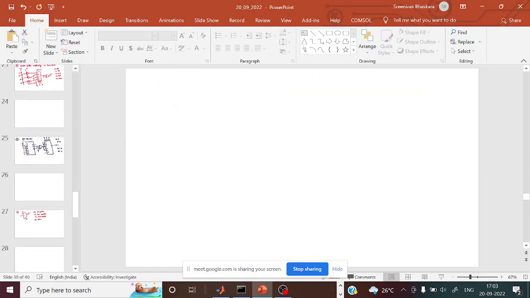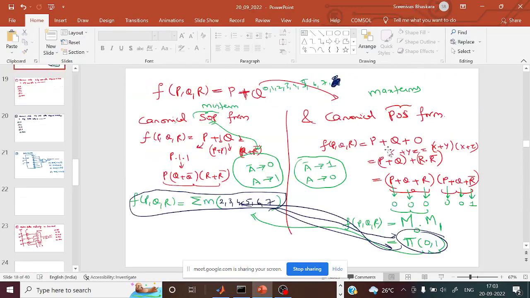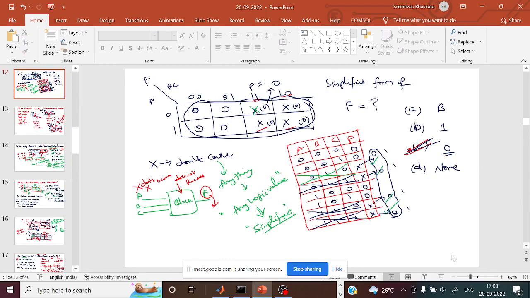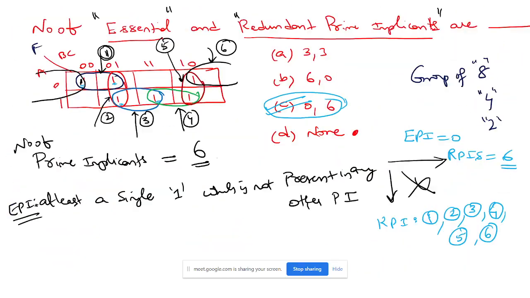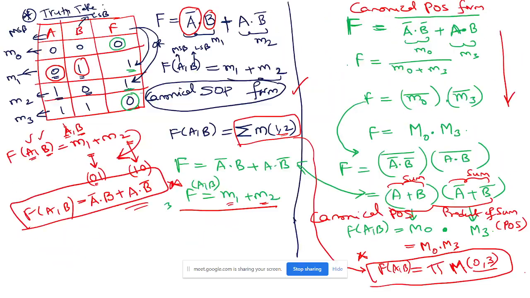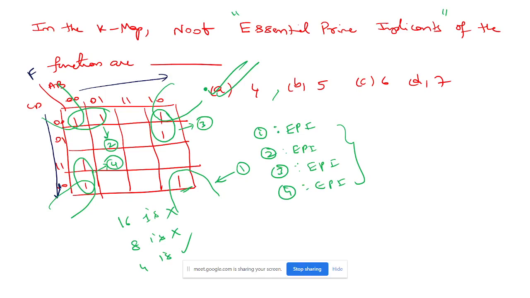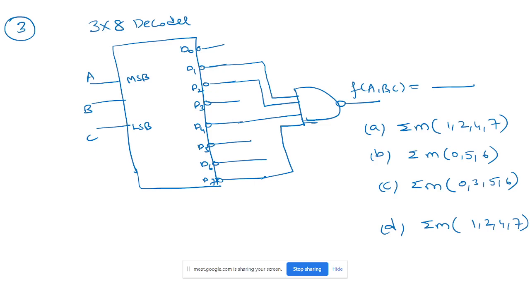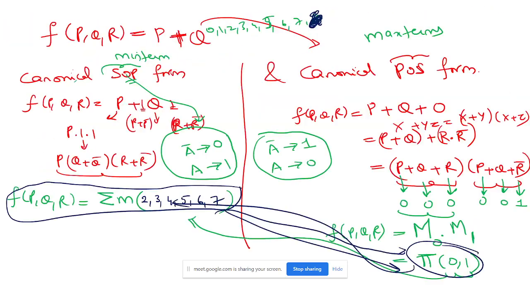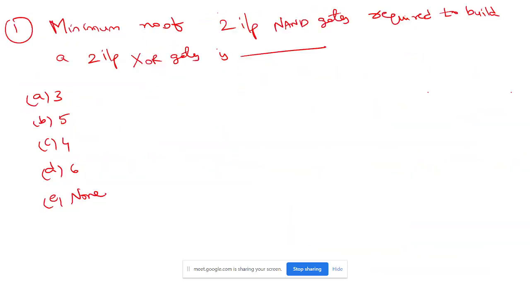So, for some of you who joined just today, these are the things that we discussed last week extensively: prime implicants, redundant prime implicants, then essential primes, all those things. So today we will talk a little bit about the gates, and I just want to take two problems and solve them. Okay, so try this problem. Minimum number of two input NAND gates required to build a two input XOR gate is.